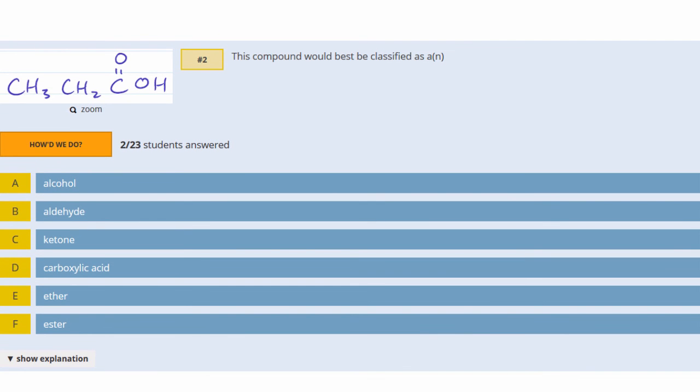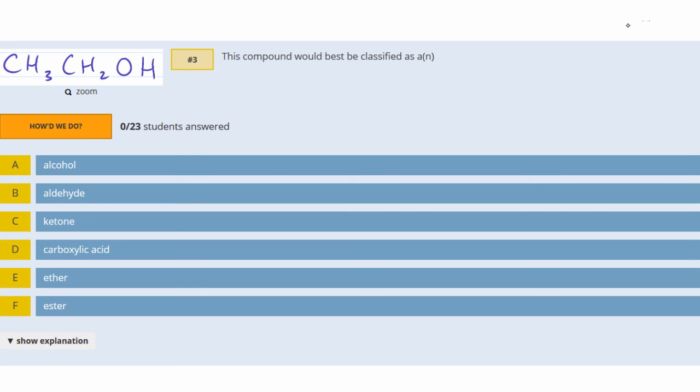On this first one, we want to tell, is this an alcohol, aldehyde, ketone, carboxylic acid, ether, or ester? 5, 4, 3, 2, 1. This one here is a carboxylic acid, because we have the C double bond O, OH here on the end. Very good, 95% of us on that one.